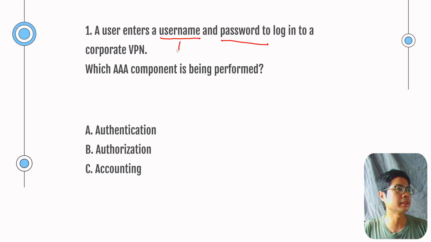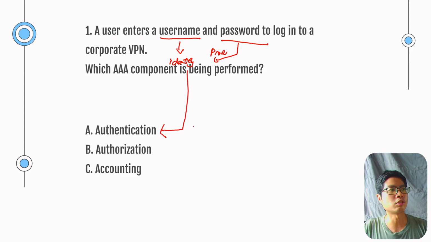The username is the identity here. So they are trying to log in as X@Gmail or whatever identity it is, and the password proves the identity, that this is indeed who is trying to log in. And this whole process is called authentication. So the answer for this is A.